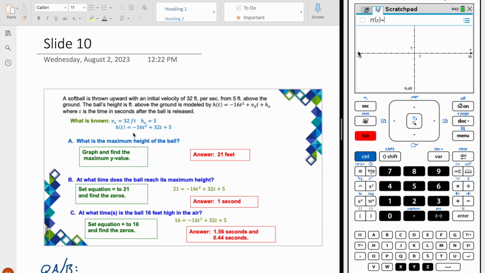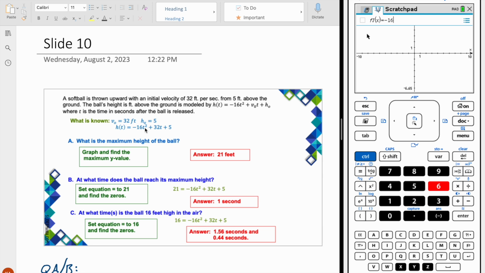Now, how do we plug in our equation? We're going to want to plug in the entire equation, but remember, we do not want to plug in HT. The reason for that is because this would be set to 0. So we're going to go ahead and plug in our equation as negative 16. Now, as we start getting to t squared, I will highly suggest that you use x rather than t when plugging in for your graphs.